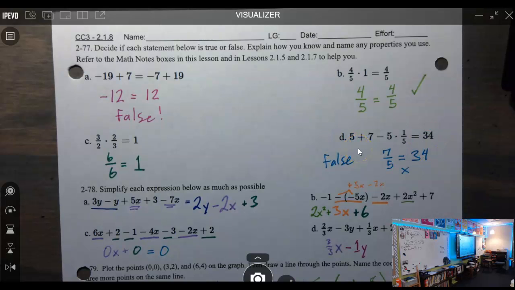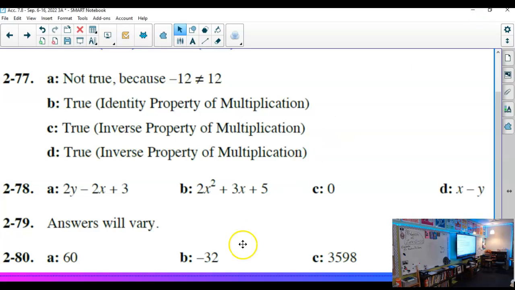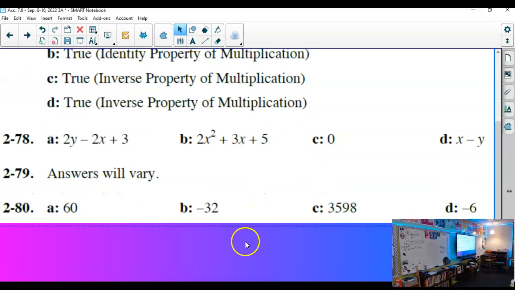D should be false. Hey, guess what? The people at CPM are also humans. They're human? Unless they're zombies. We're robots. I just picture them as robots.